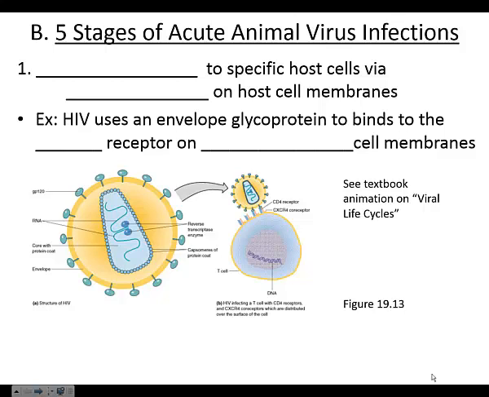Welcome! In this lecture, I will describe the 5 stages of acute animal virus infections. Even though there is a huge variety of life cycles in animal viruses, they all share some common steps to their infections. Your textbook website has some excellent animations to illustrate these stages. Check it out.